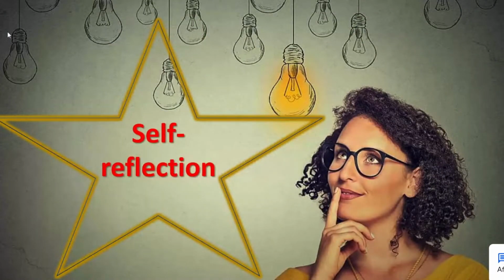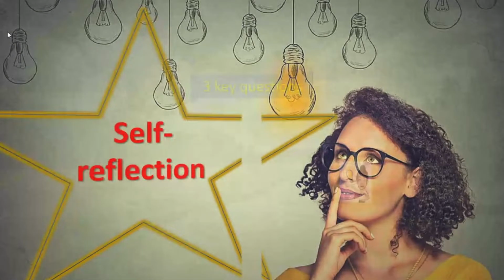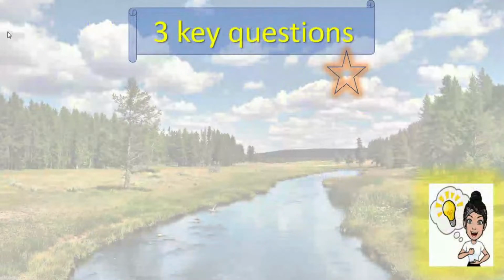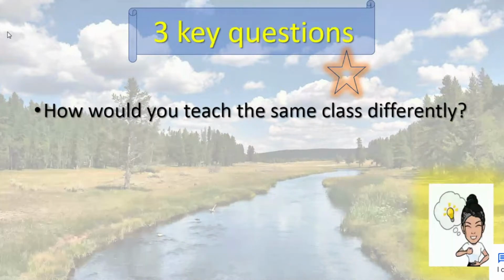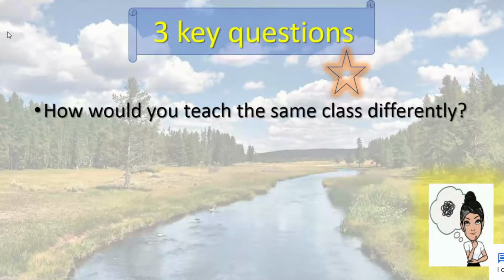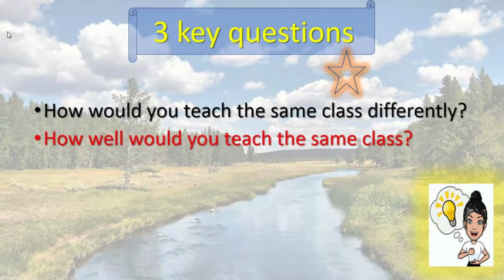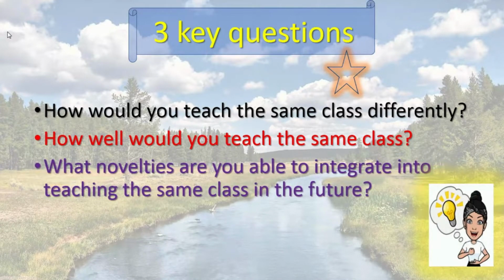So self-reflection is the second principle on how to become a creative English teacher. And in order to further elaborate, I'll show you 3 key questions and further break them down into 3 more relevant questions. Number 1 is, how would you teach the same class differently? Number 2, how well would you teach the same class? Number 3, what novelties are you able to integrate into teaching the same class in the future? Now, ladies and gentlemen, let's elaborate on each and every question one by one.